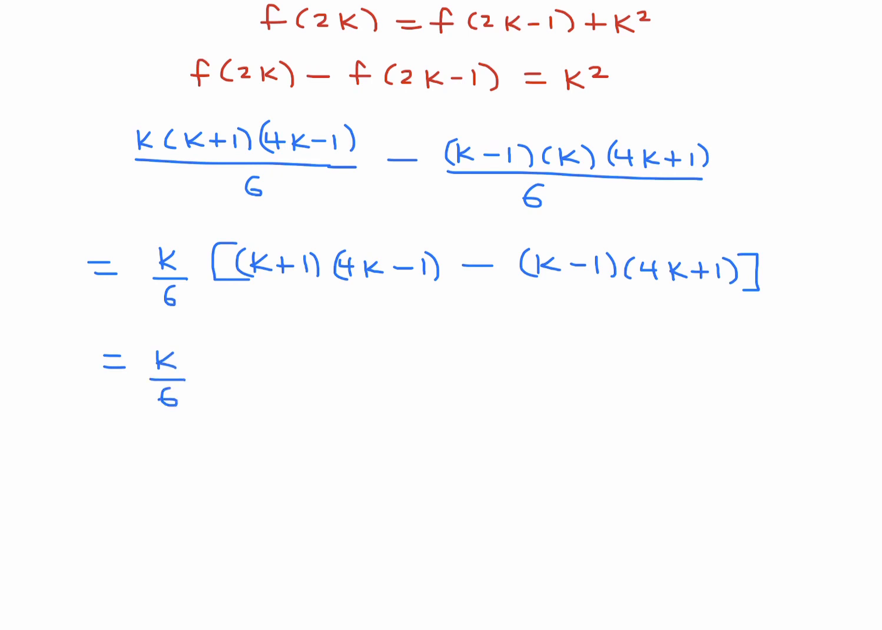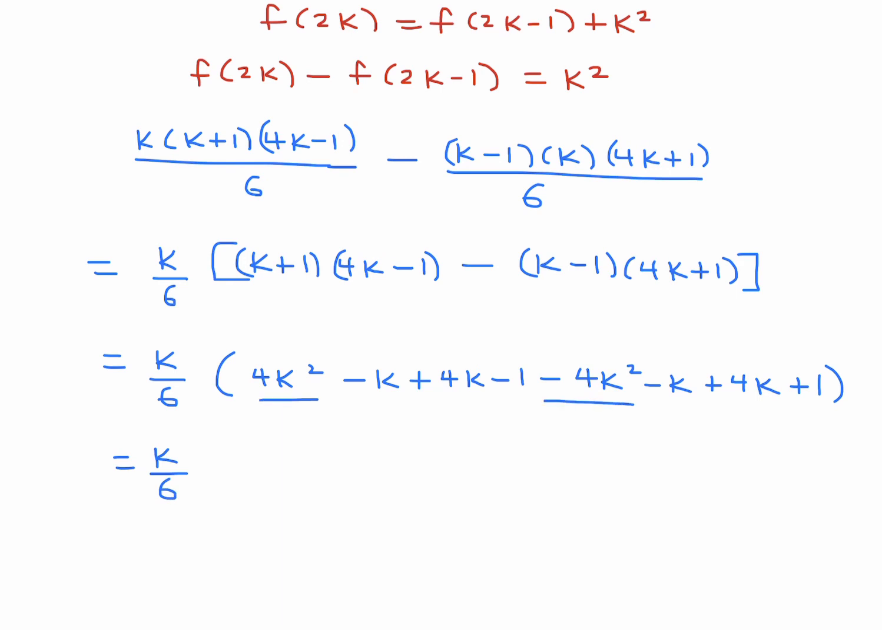And this is k over 6. I guess we have to expand this, so this becomes 4k squared minus k plus 4k minus 1, and then minus 4k squared minus k plus 4k plus 1. All right, collect like terms. Let's see here. The ones go. So I'm just left with 4k, which is 8k minus k, so that's 6k. And this is just k squared. And there we go. We just proved it. So that completes 10b.